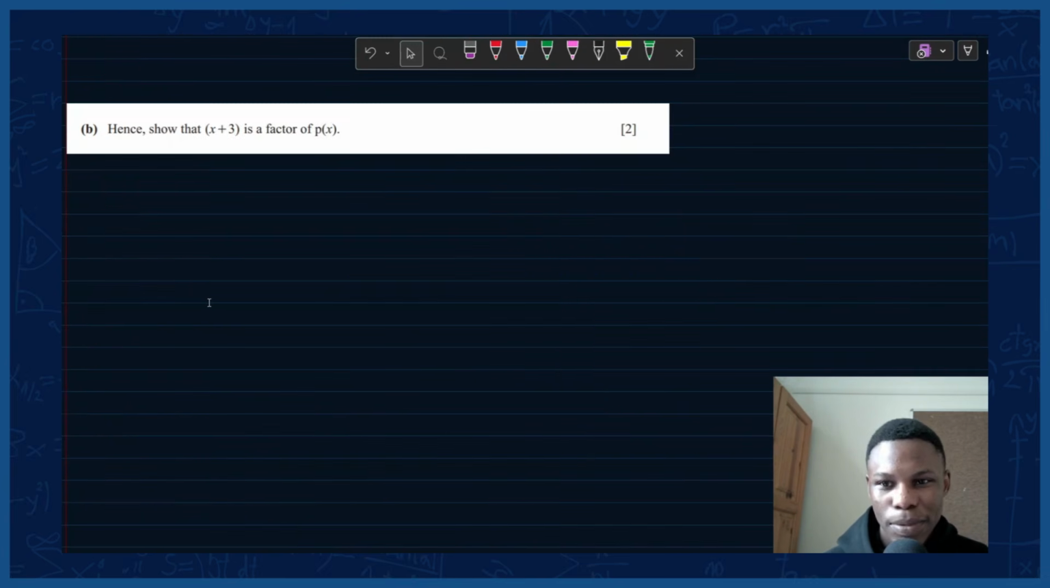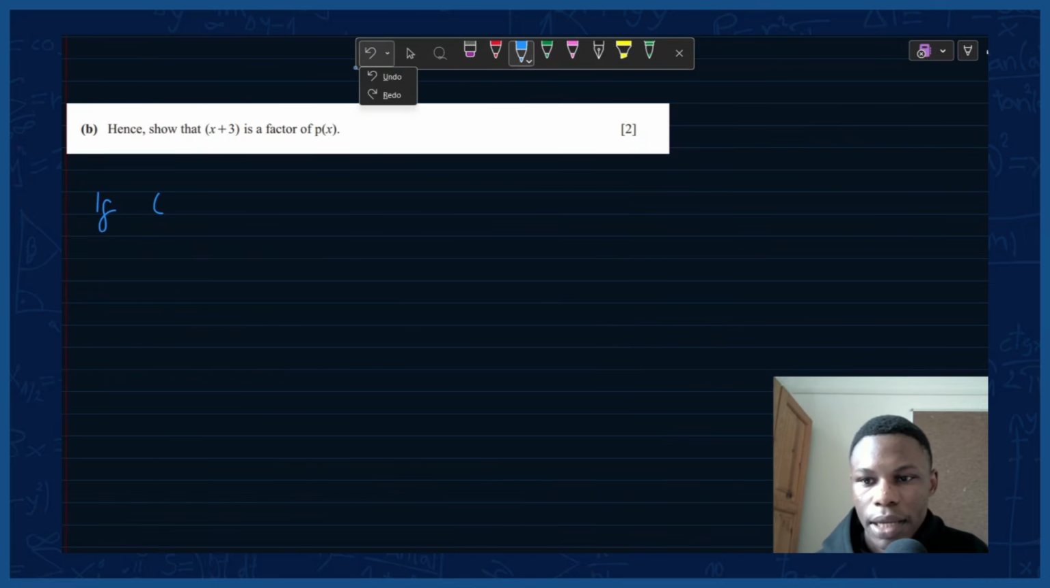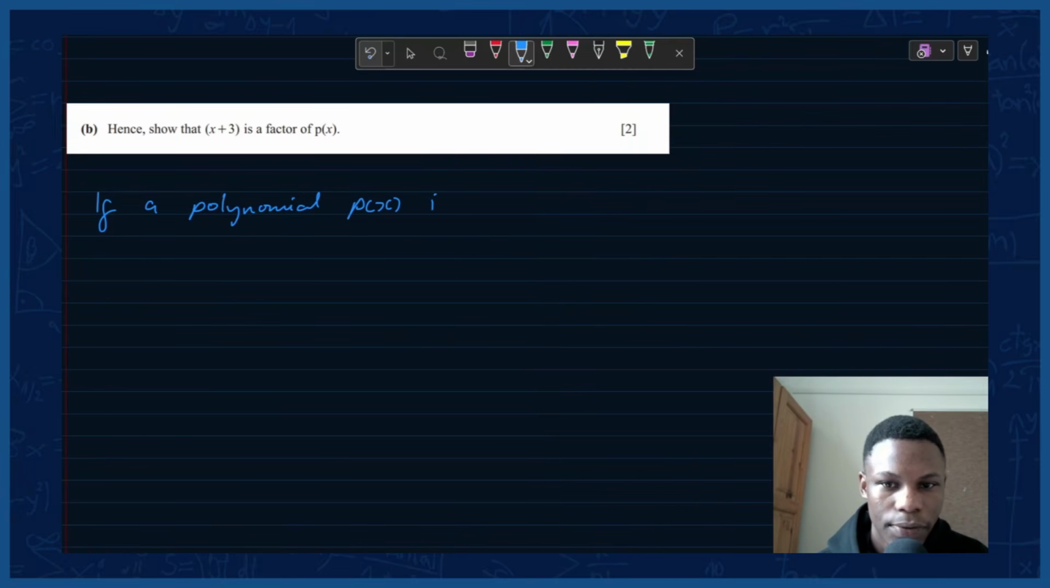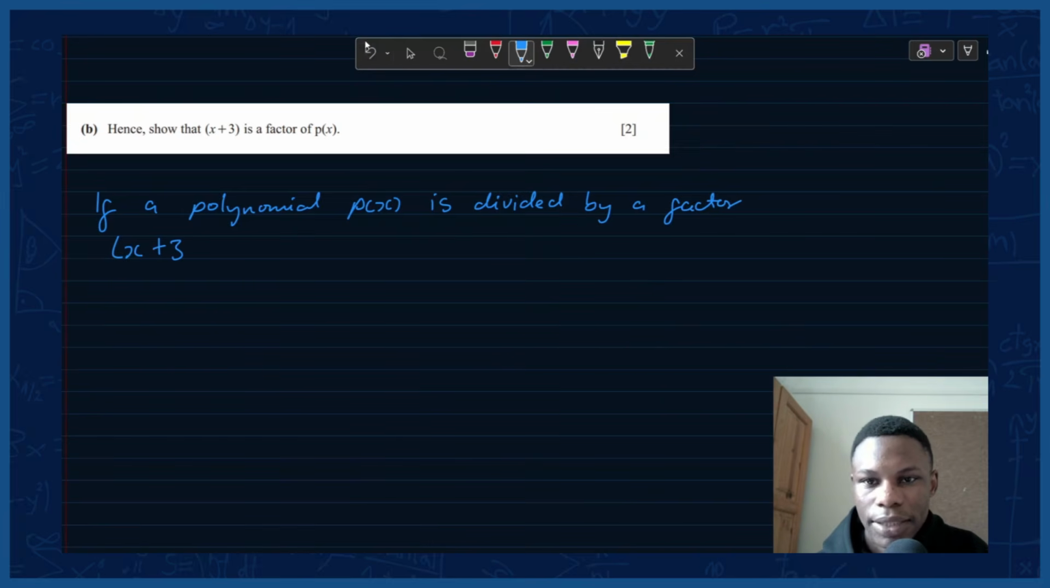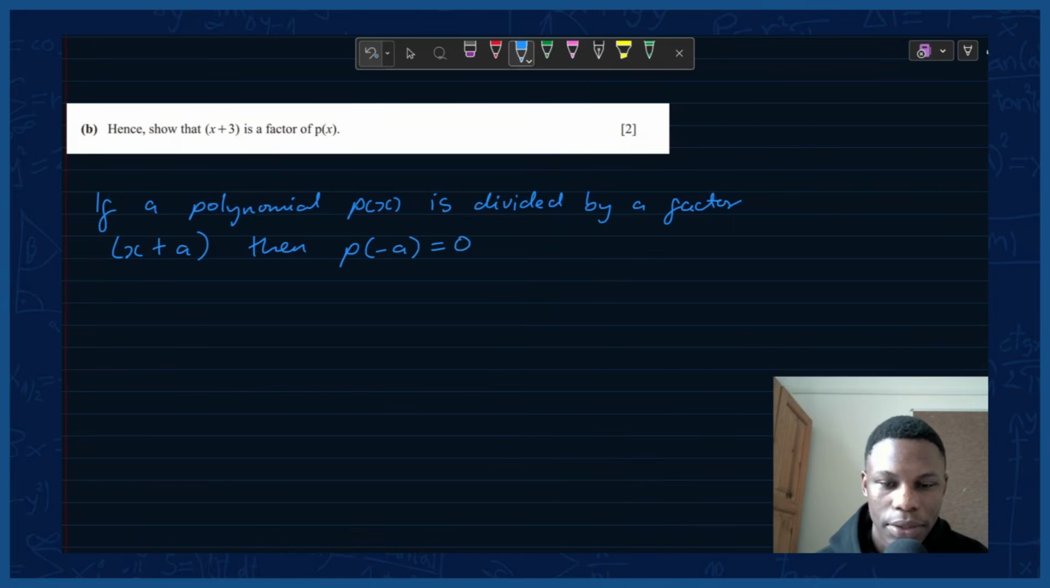Part B, hence show that x plus 3 is a factor of p of x. So this is the factor theorem. The factor theorem says if x plus 3, or rather let's write it this way. If a polynomial p of x is divided by a factor, in this case x plus 3, or let's generalize it, x plus a, then we can say that p of negative a has to be equal to 0.